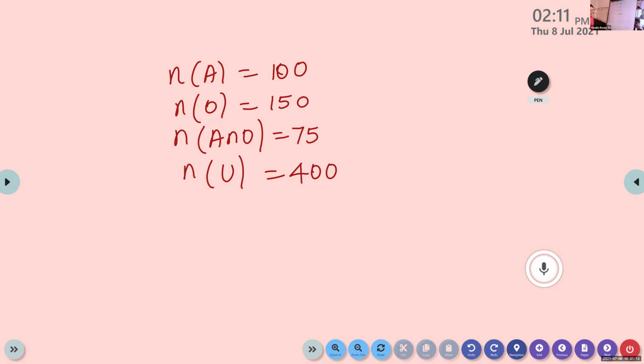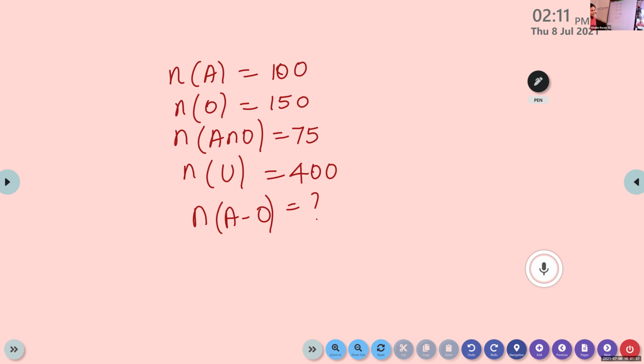N of A minus O. Is it like that, children? You please check it. Look at the question. What is asked? Find the number of students who are taking neither apple juice nor orange juice.